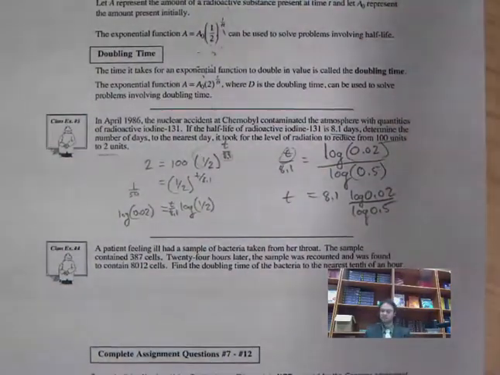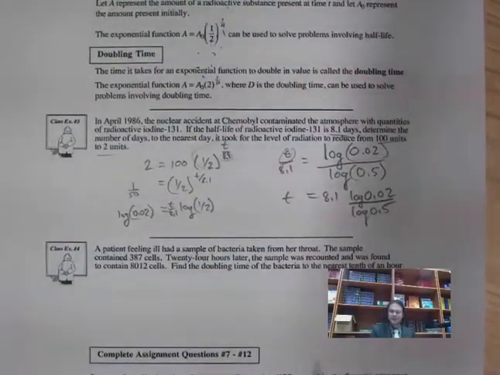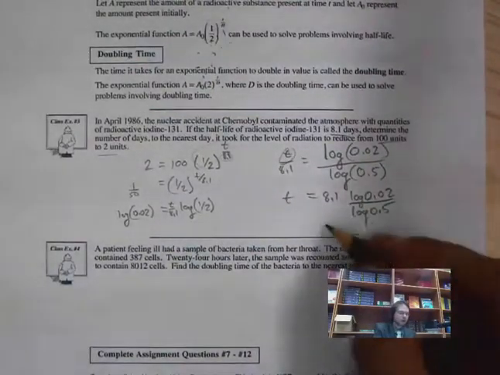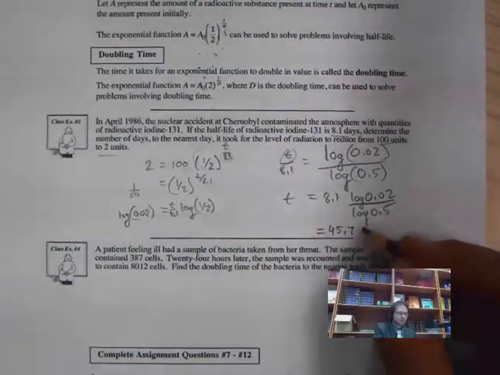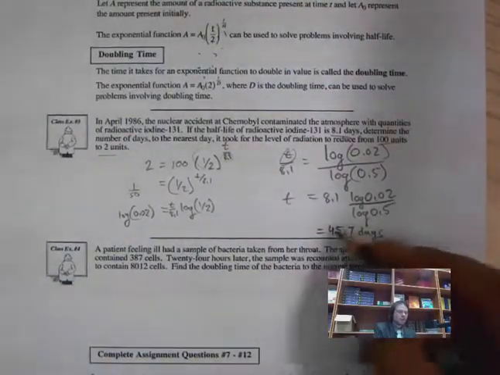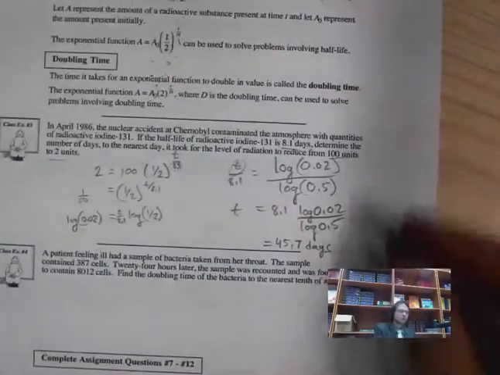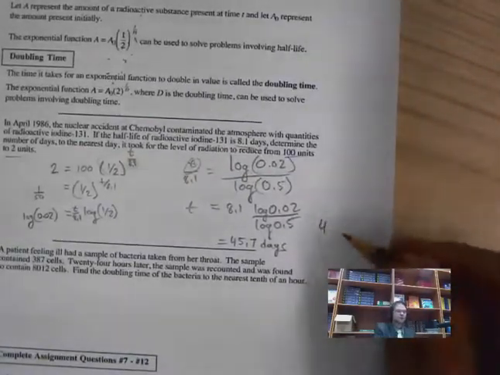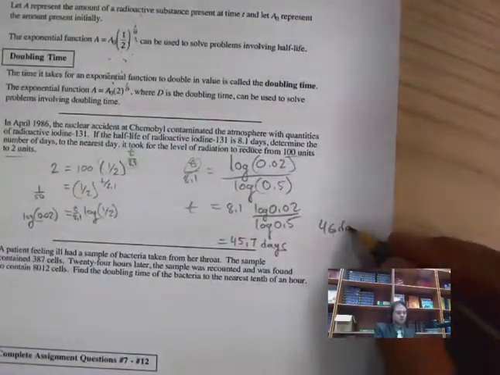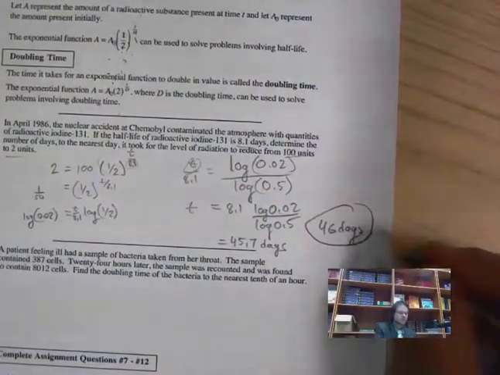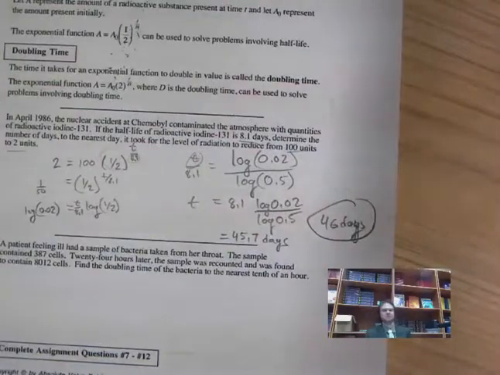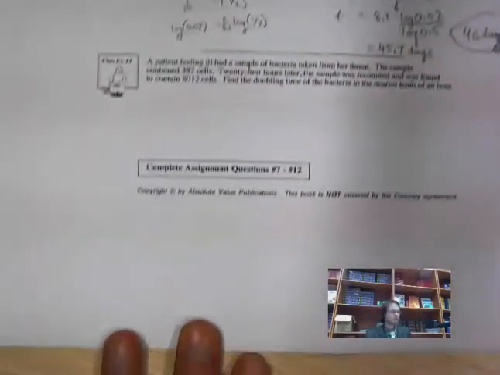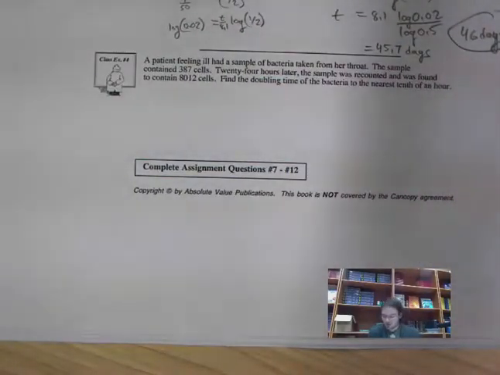Alright? Now if I put that into my calculator, I'm going to end up getting a total of 45.7 days. Well, I can't have 0.7 of a day, so we're just going to round it up and say 46 days, there will be 2 or less. So 46 days. There we go. The next question, last question before your assignment.